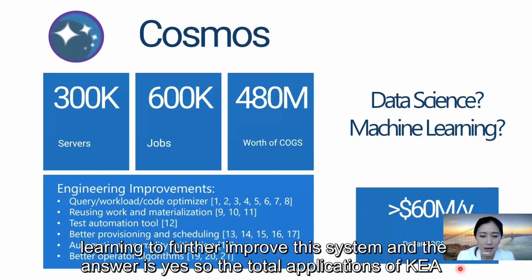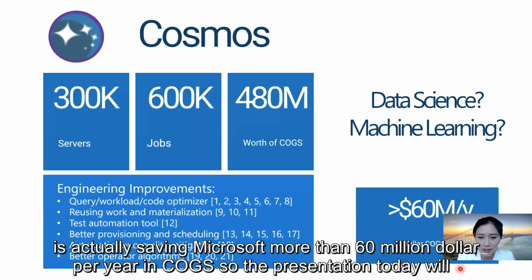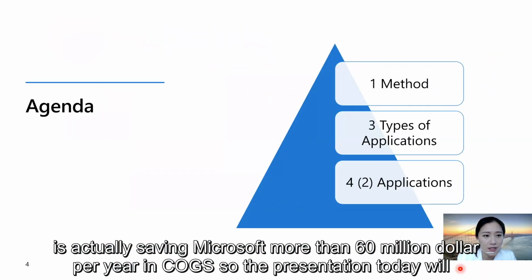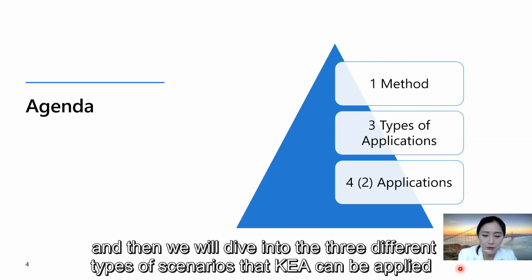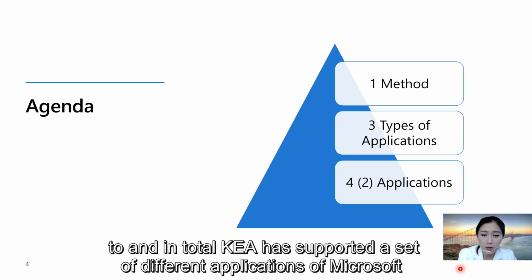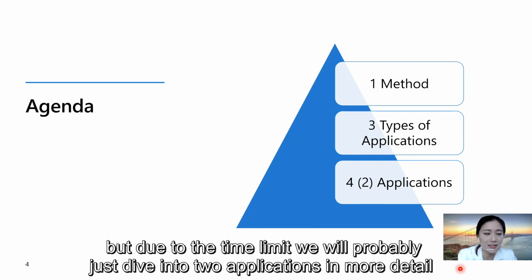The total applications of KEA are actually saving Microsoft more than 60 million per year in COGS. So the presentation today will be organized into three parts. First, we will introduce the end-to-end methodology of KEA. And then we will dive into the three different types of scenarios that KEA can be applied to. In total, KEA has supported a set of different applications at Microsoft, but due to the time limit, we will probably just dive into two applications in more detail.